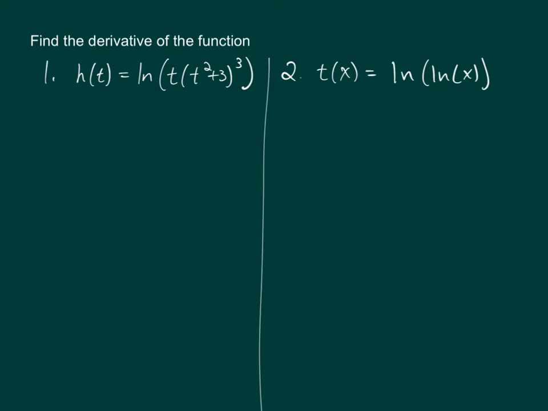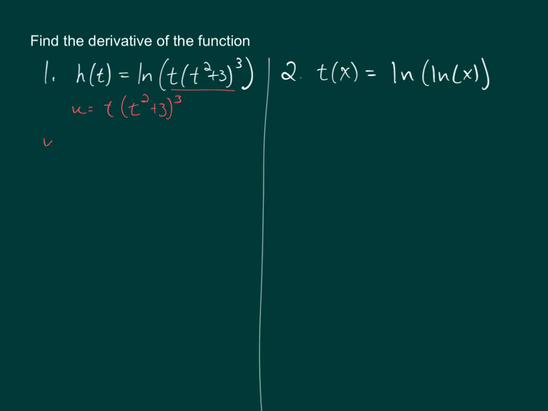Find the derivative of the function. In example 1, the function is h of t equals the natural log of t times the quantity t squared plus 3 cubed. So when we do this, you will want to set u equal to t times t squared plus 3 cubed.